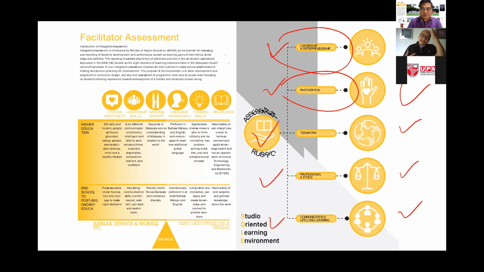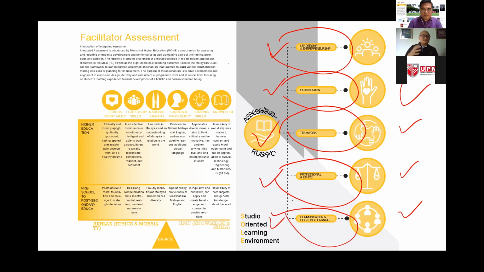And then participation. We don't want architects who just follow. They need to also actively participate in the group discussion. On teamwork, how they actually offer their views, not just being quiet during the group session. And then professional ethics. We want to see that they don't plagiarize their work, and that they keep professional, because it's a very important element when they work later on. And then communication and lifelong learning. This is also important.